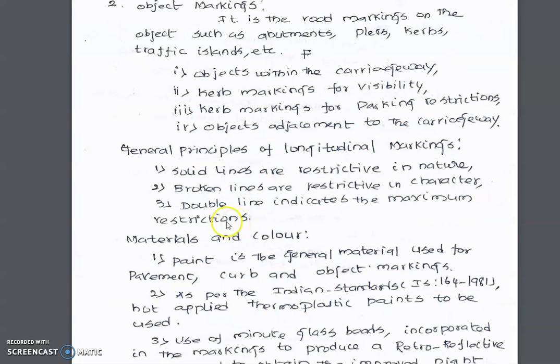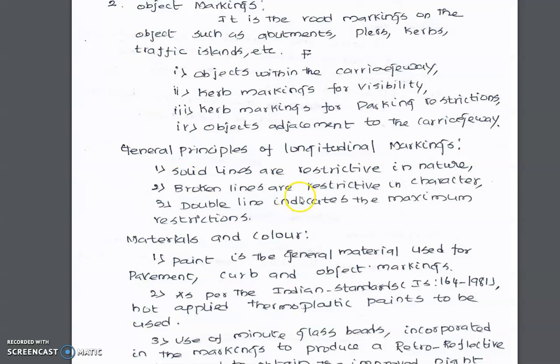The general principles of longitudinal marking: the solid lines are restrictive in nature. Broken lines are permissive in character. Double line indicates the maximum restrictions.